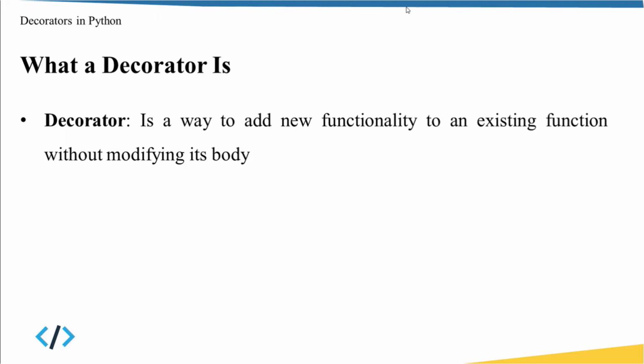What's a decorator? A decorator is a way to add new functionality to an existing function without modifying its body. In other words, I want to update the function's behavior without updating the body of that function. Now the question that rises in your mind: why could I need something like this? Let me give you an example.